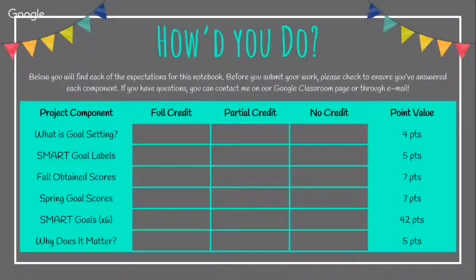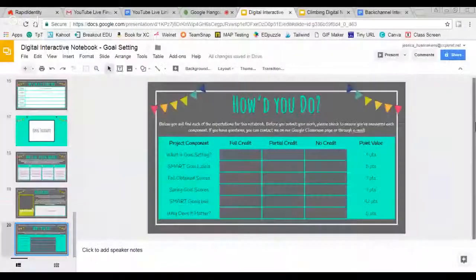And so this is just an example, a how'd you do rubric. And they have all kinds of stuff to go into. Normally I have this fully typed out. I deleted it to save space just for presentation's sake. So normally there's descriptions of what is full credit, what is partial credit, what is no credit. I just got rid of it today for spacing purposes. So that's our example of our goal setting notebook.